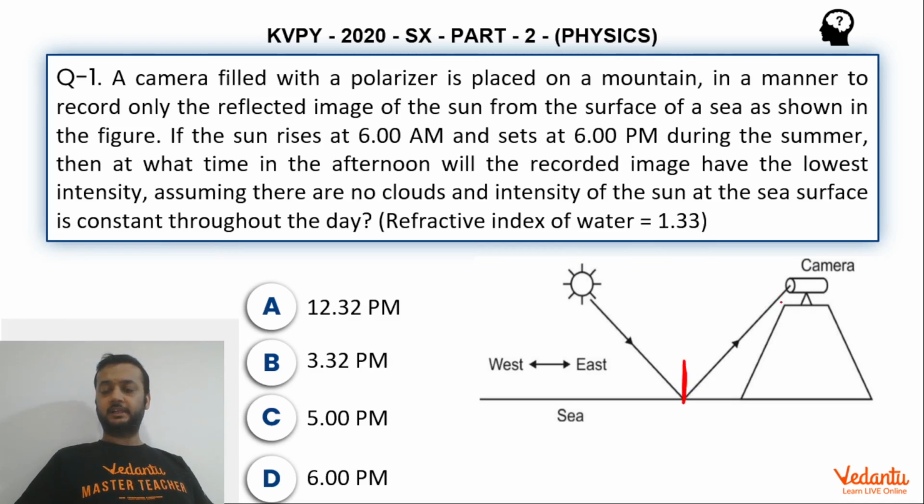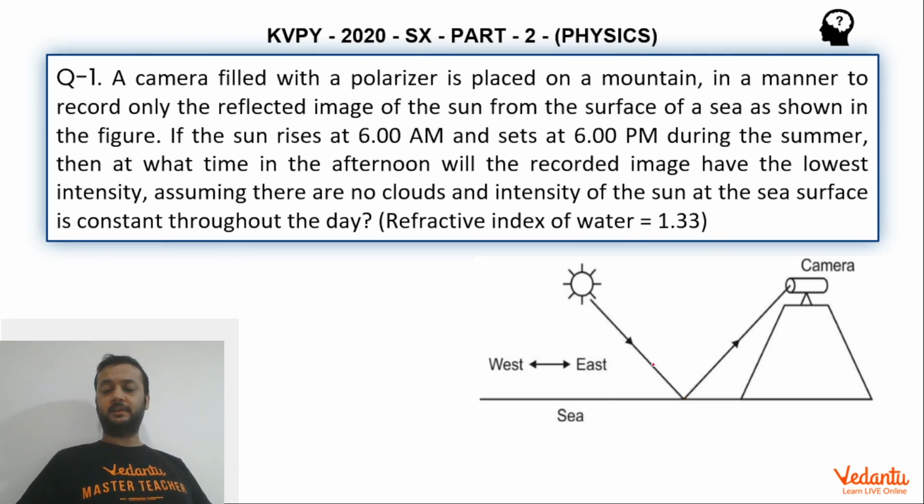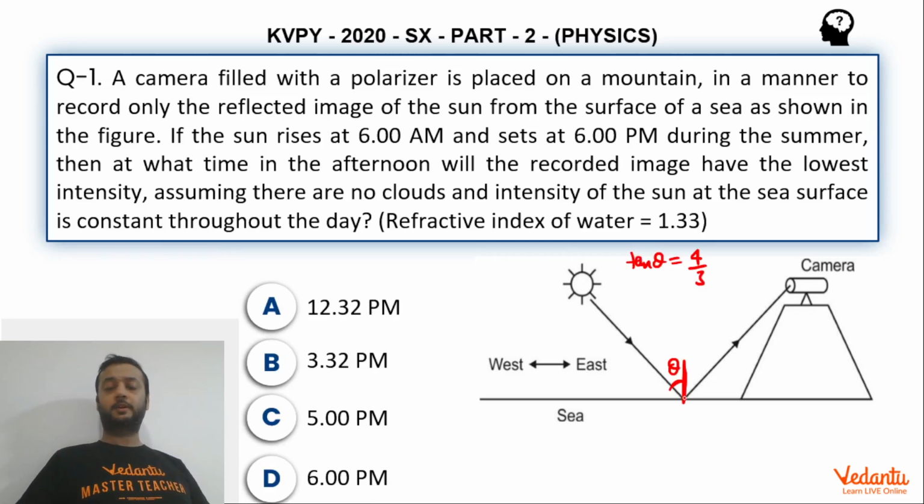Okay, so if the intensity of the light is minimum here, we have to find the time at which this intensity will be minimum, right? Now the first thing is that we need to find this angle. So the logic is that this angle should be Brewster's angle. So basically tan theta should be equal to mu, which we can say is the refractive index of water, which is 4 by 3. So we can say that this angle should be equal to Brewster's angle.